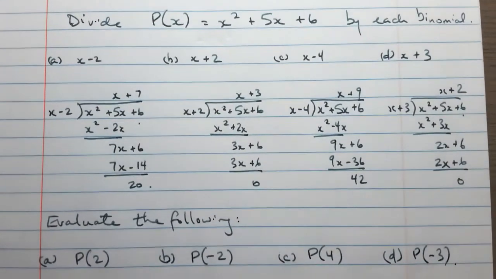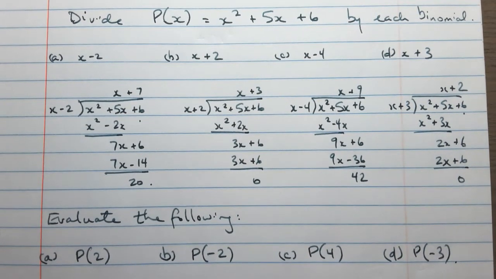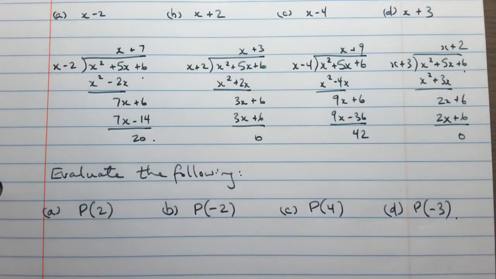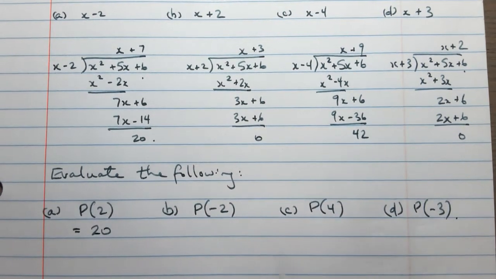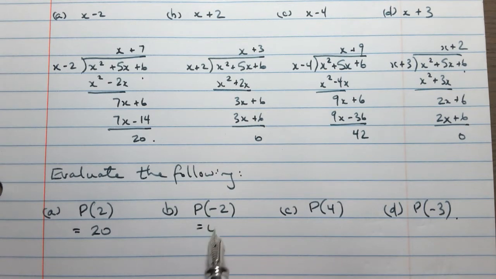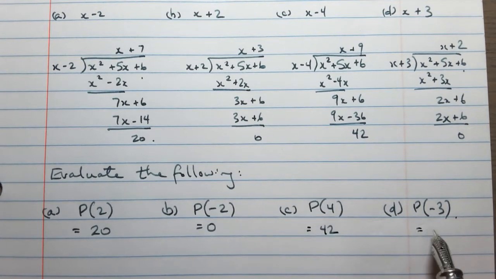So there's the polynomial function. Substitute the number 2 in there and evaluate the function to see what the value is. So pause right now if you're going to do that, and in about 5 seconds I'm going to write down what each of those numbers is. Okay, here we go. P at 2 is 20. P at negative 2 is 0. P at 4 is 42. And P at negative 3 is 0.